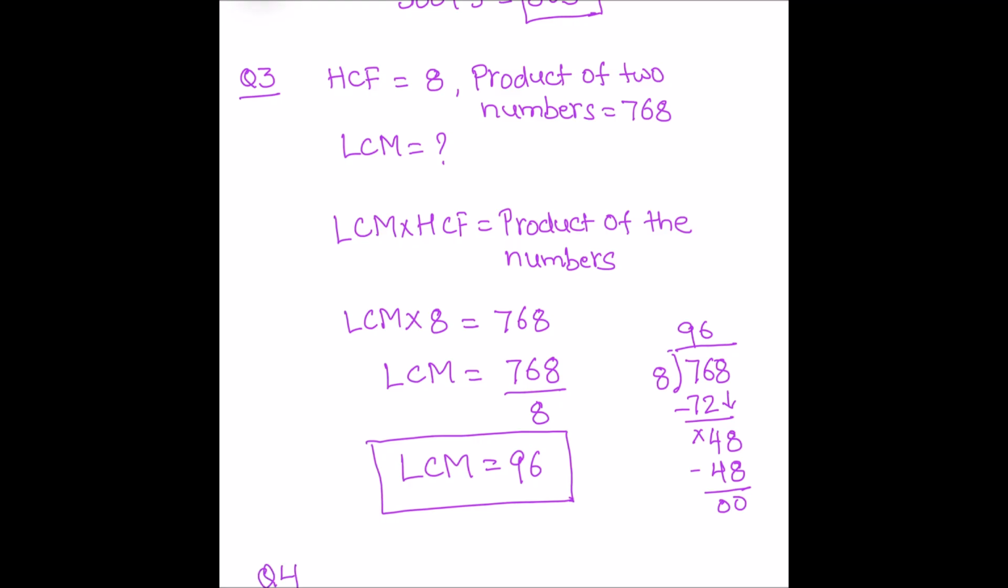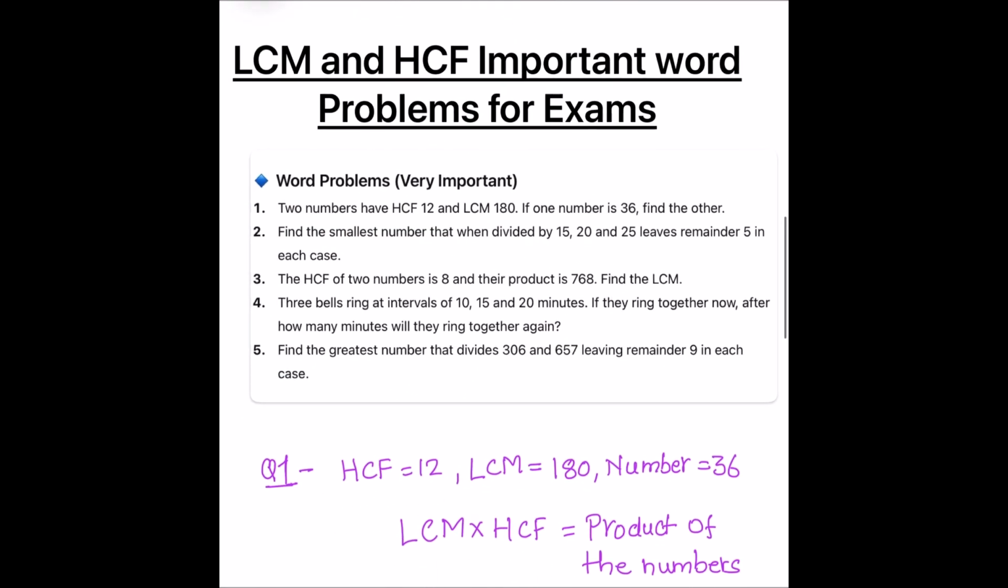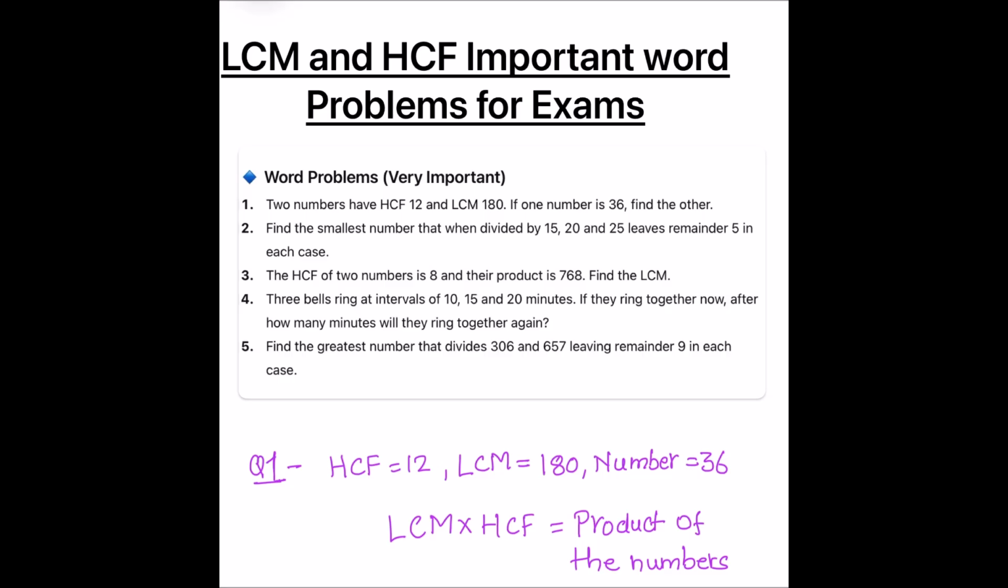Let's solve question 4, which is: 3 bells ring at intervals of 10, 15 and 20 minutes. If they ring together now, after how many minutes will they ring together again? For this question, we are going to first find the LCM of the three numbers 10, 15 and 20 minutes, because every 10, 15 and 20 minutes the bell ringing is repeating. So let's find the LCM of the three numbers 10, 15 and 20.